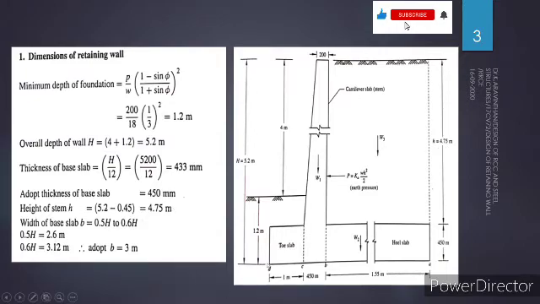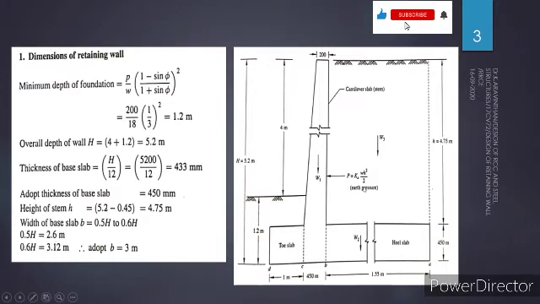Also, you need the width of the base slab. For that, you have a thumb rule of 0.5 capital H to 0.6 capital H. What is capital H? Which is the overall height. From this height, you need at least in between this range, which is 0.5 into 5.2 and 0.6 into 5.2, you are getting these values, and in between this you can consider it as 3 meter. So the overall width of the base slab is found as 3 meter, and now let us split into heel slab and toe slab.